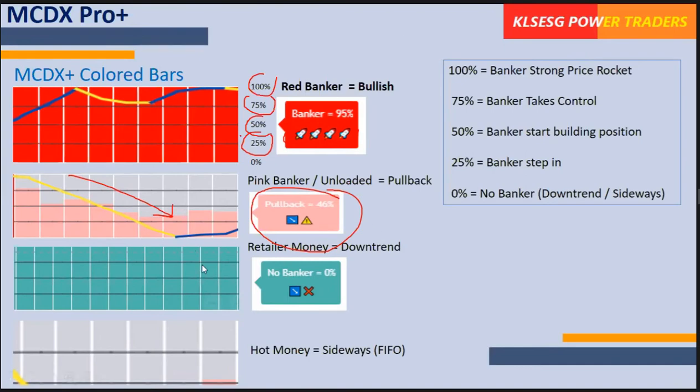Okay, green bars. And if there are some retailers and the banker is not strong, some pink bankers, it may show you just a white or gray color thing like that. This gray or white, or last time we used yellow color, is called hot money. Hot money is when the price is moving sideways. If you want to trade this kind of thing, it's only FIFO, fast in, fast out, BTST.